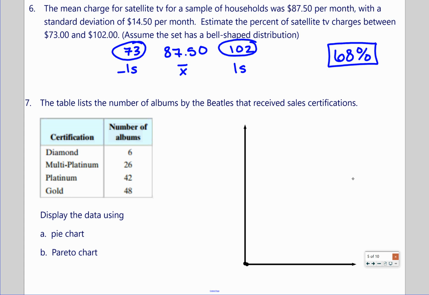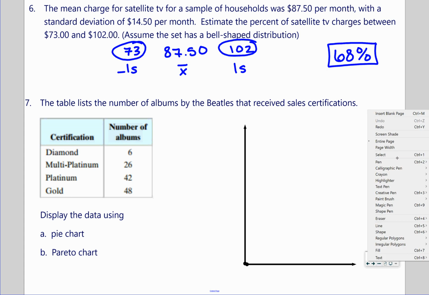So number 7 is where we left off yesterday. It says the table below lists the number of albums by the Beatles that received sales certifications. So the certification and then the number of albums that got that certification. We're going to make the Pareto chart, which kind of looks like our bar graph, and then we're going to make a pie chart also below in a minute.